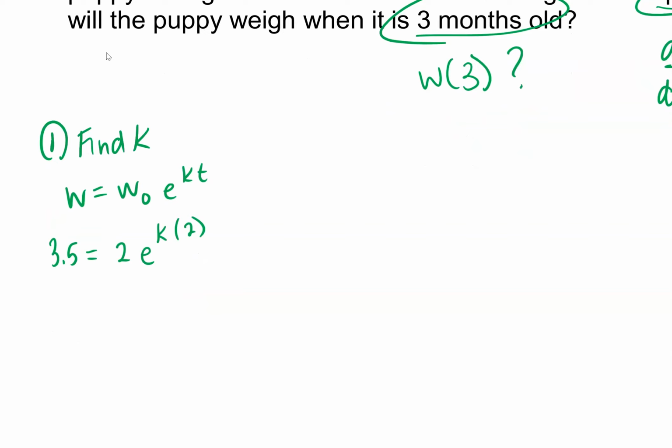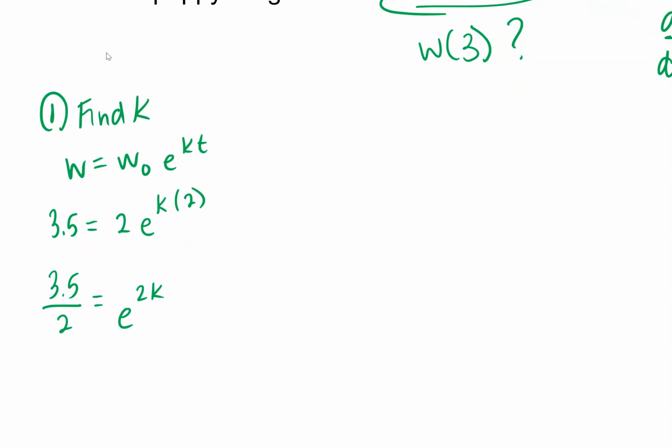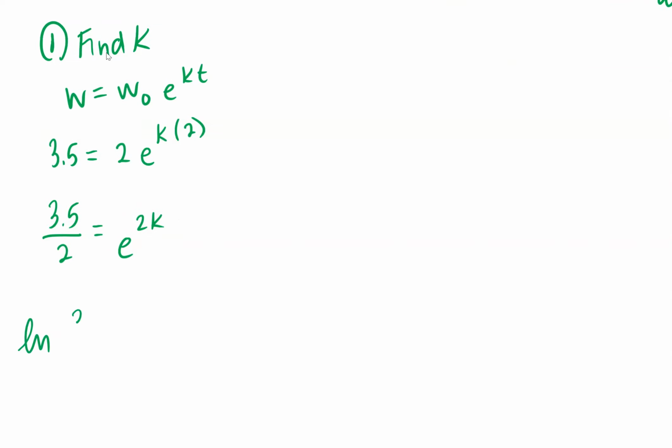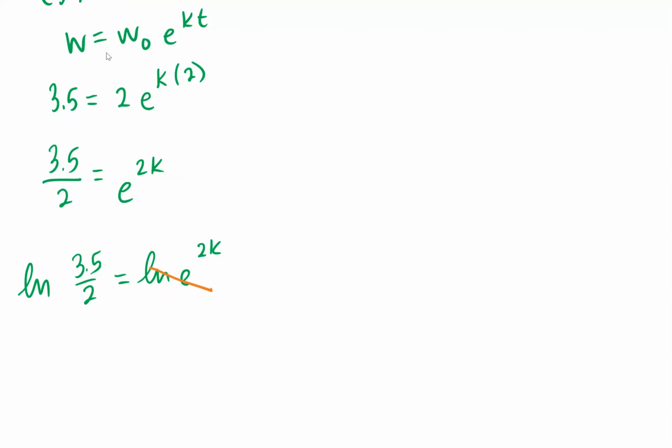Okay, divide both sides by 2 and then take ln. Well, I'll show you. 3.5 over 2 is equal to e to the 2k. Then take ln of both sides. Right, ln of e to the 2k, ln of e, that part cancels out, I'm left with 2k, divide by 2 on both sides. So ln of 3.5 over 2, all over 2, is equal to k.